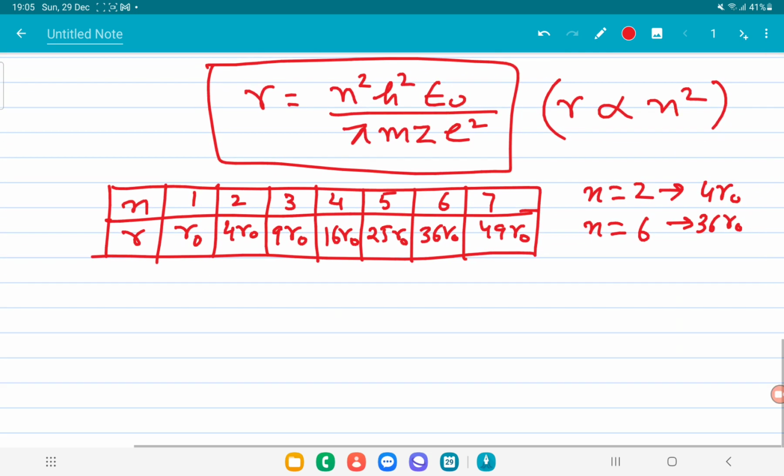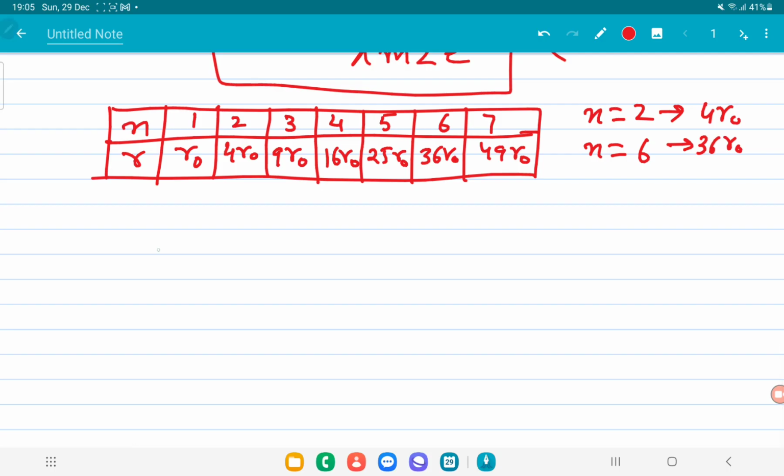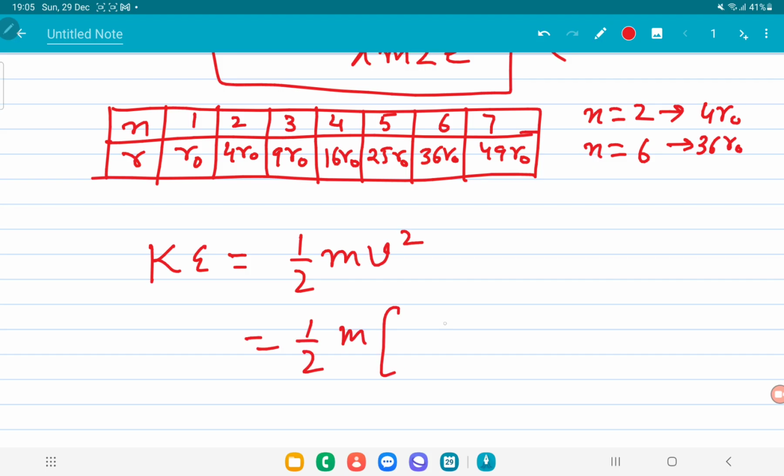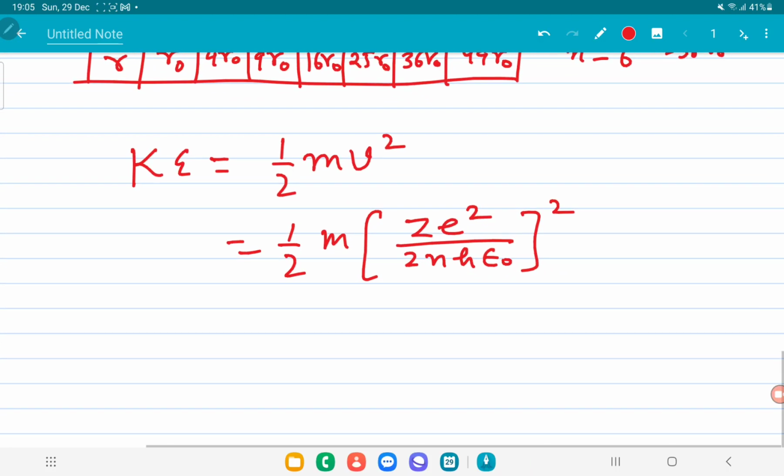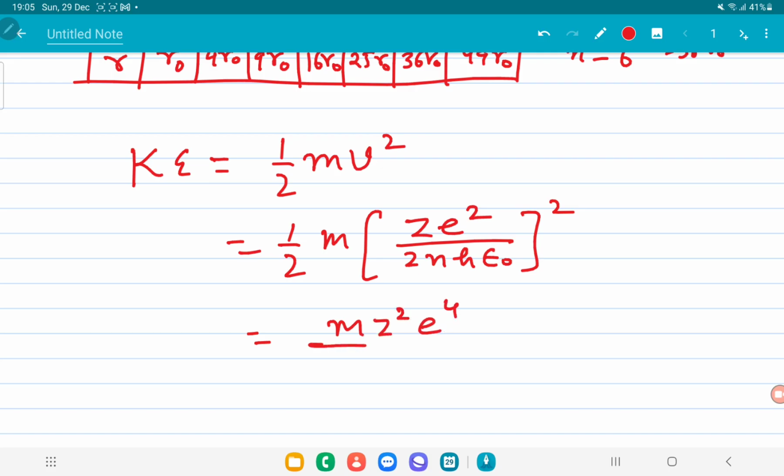So we have determined the radius, we have determined the velocity. Now if I ask you what is the kinetic energy. So kinetic energy is half mv square. We have already calculated v, so we will substitute it. Ze square over 2nh epsilon naught, that was the expression for velocity. If we square it, this will become m z square e to the power 4 upon 8 n square h square epsilon naught. So this is the kinetic energy.